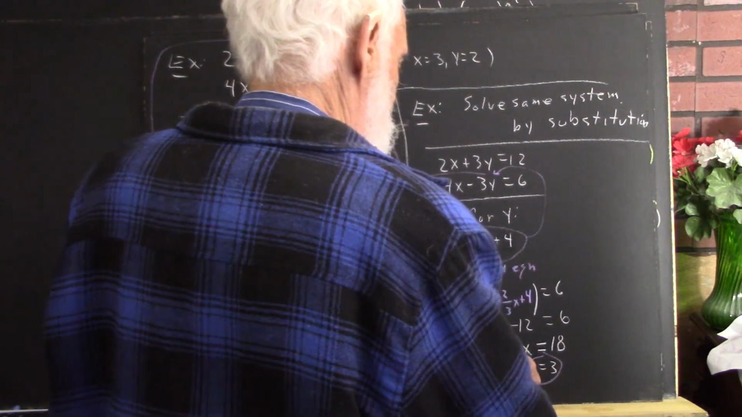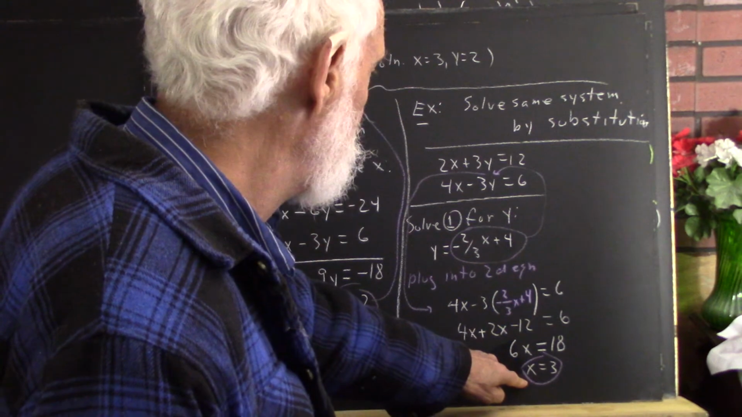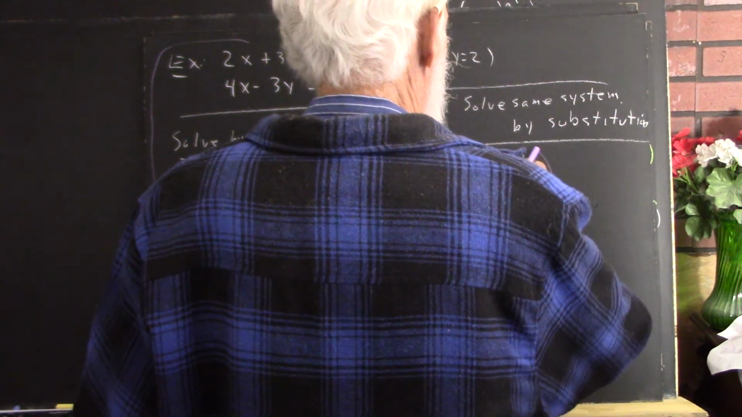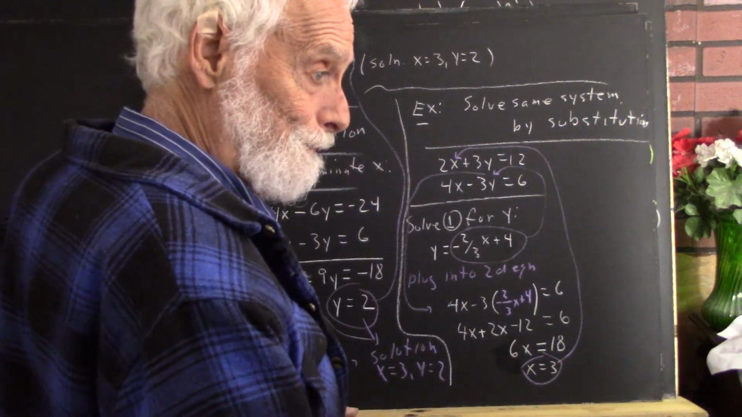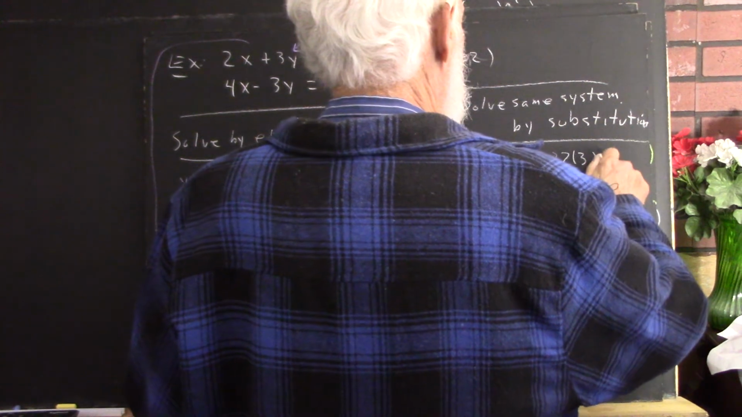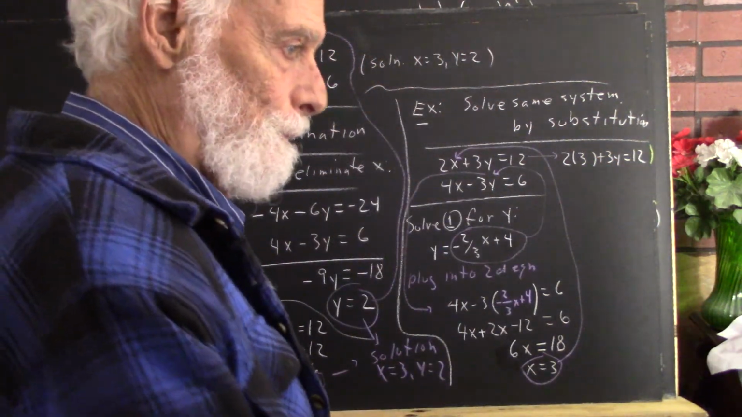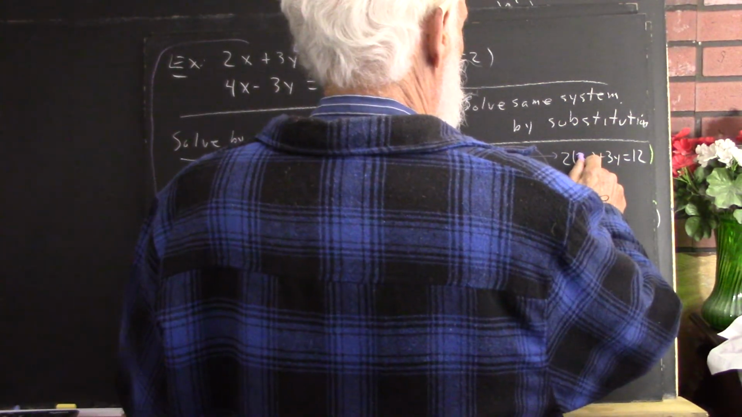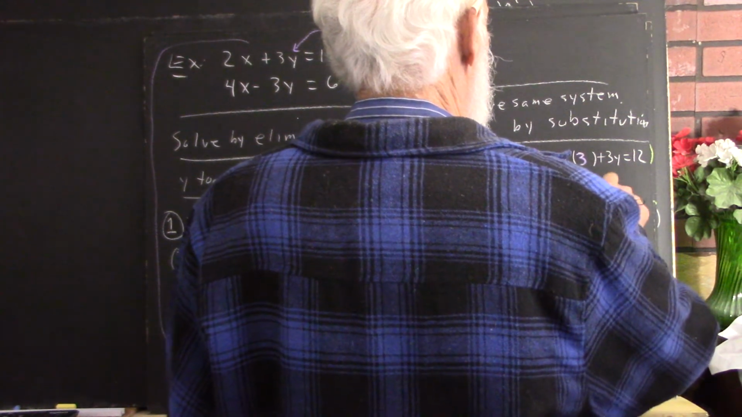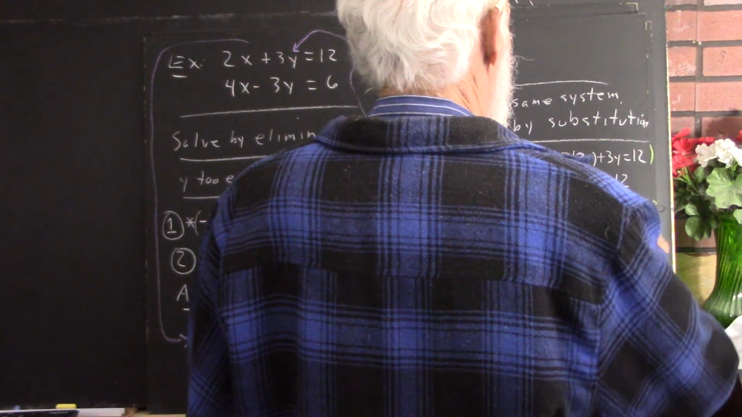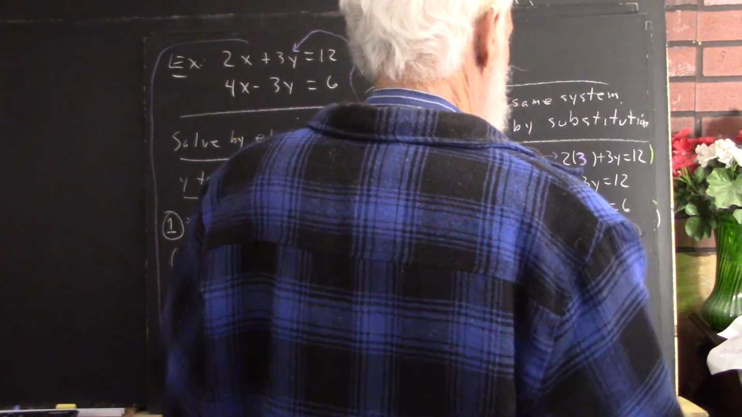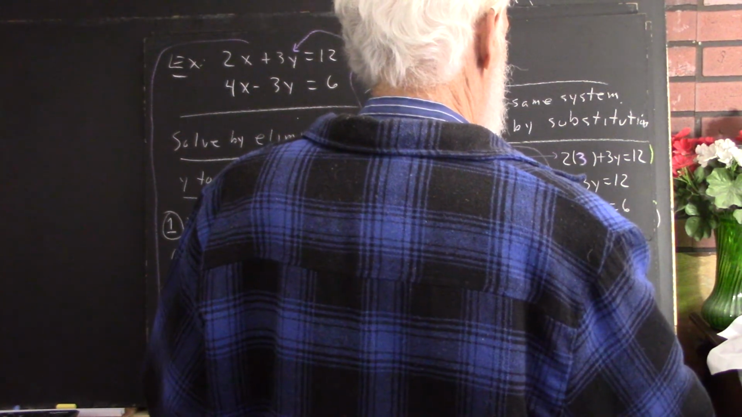And now, we've got x equals 3, and we can plug that into the first equation, and that gives us two times 3 plus 3y equals 12. Okay, with the 3 that we got there, indicate that by the color, and we got y equals 2, and now we put this together with this, and we get x equals 3, y equals 2.